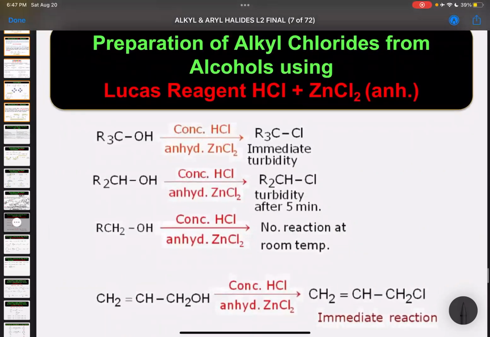This is a very, very important reaction. And this is the same reaction which we discussed.